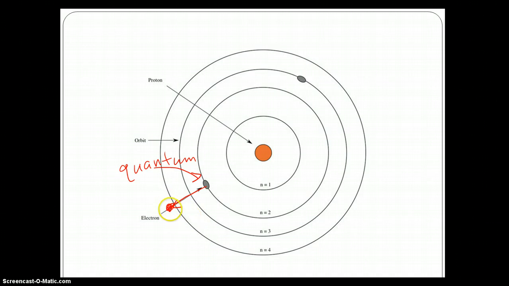So once it's here and it wants to go back down to the ground state, then the energy that comes out, that's our photon. So we put a quantum of energy in, we get a photon of energy out, and those amounts of energy are the same amount.